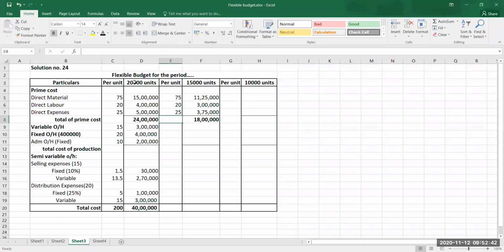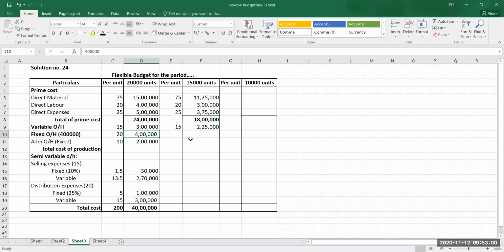Then here also you can just add. Now, as I told you, variable expenses will remain same. So if you multiply, you will get this as an answer. Now, very, very important part.